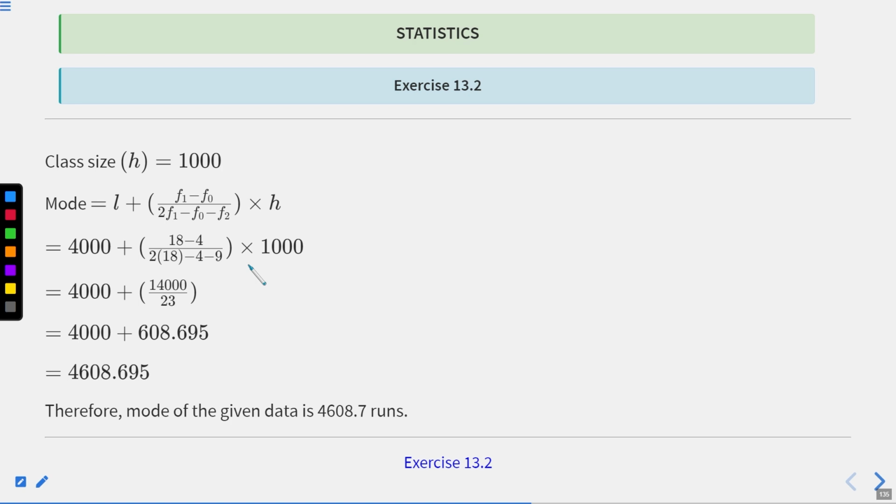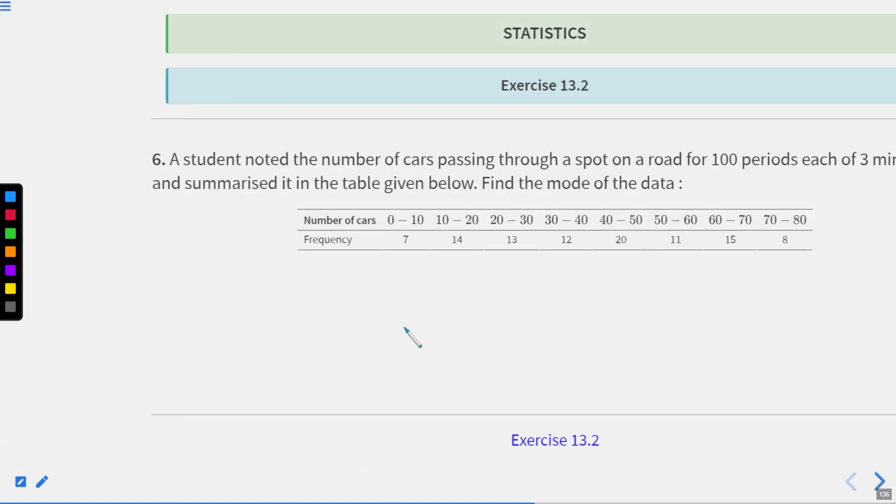mode is equal to L plus f1 minus f0 divided by 2f1 minus f0 minus f2 times h, and this is equal to 4000 plus 18 minus 4 divided by 2 into 18 minus 4 minus 9 times 1000. This is equal to 4000 plus 14,000 divided by 23, that is equal to 4000 plus 608.695, that is equal to 4608.695. Okay, so this is approximately equal to 4608.7. So therefore the mode of the given data is 4608.7 runs.